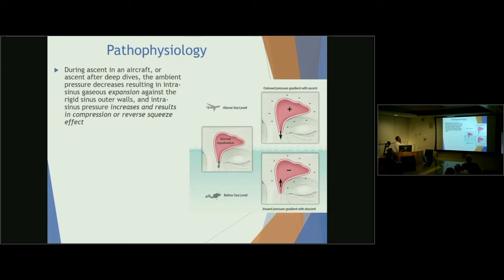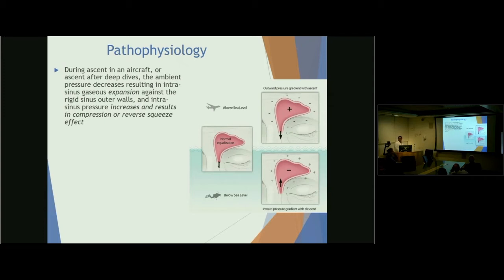What happens exactly? What we've told so far, we're just going to apply to real cases and the real world. Just imagine when you're flying during ascent in an aircraft, or ascent after a deep dive.